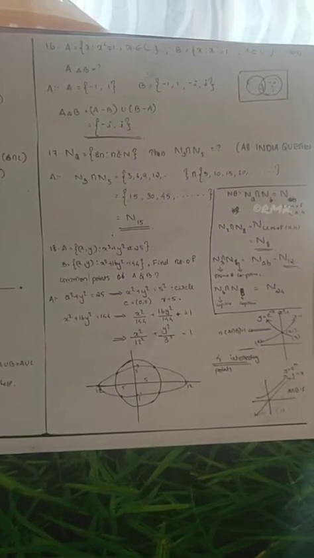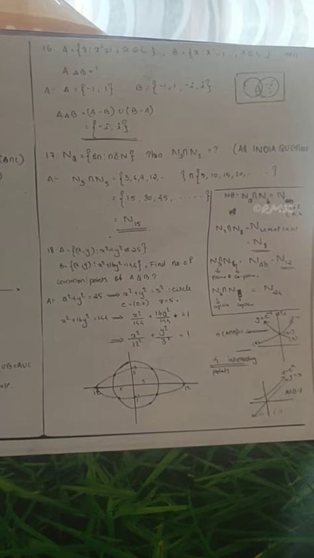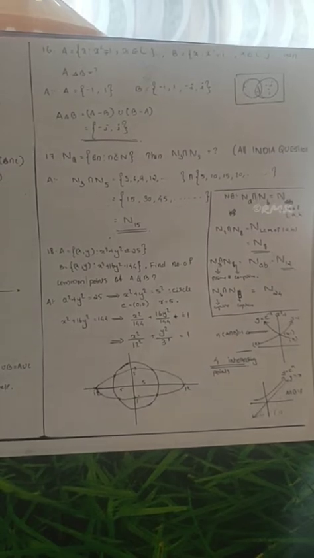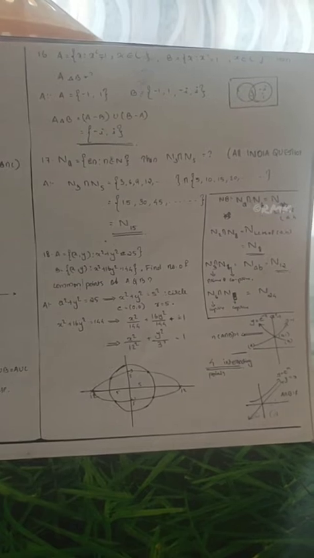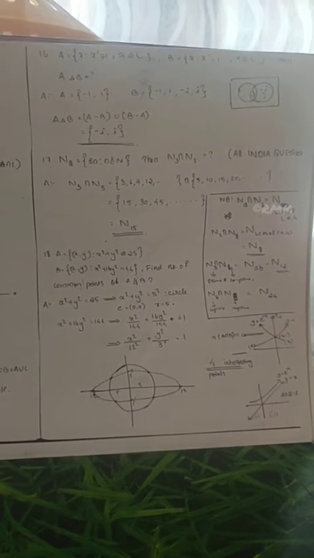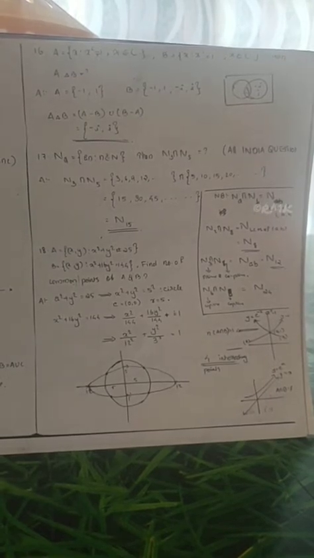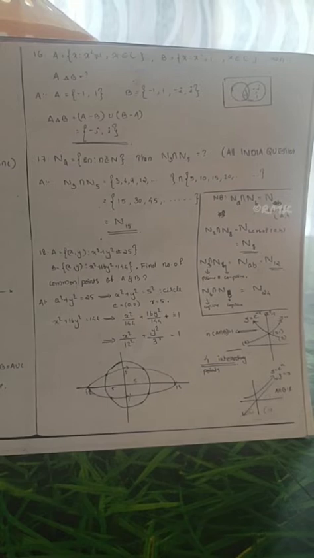Next question: a set N_A, A into n, such that n belongs to N, then find N3 intersection N5, which is a previous question. N_A means multiples of A. Small letter n is a natural number, so A into 1, A into 2, A into 3, that is A, 2A, 3A, 4A. All are multiples of A.